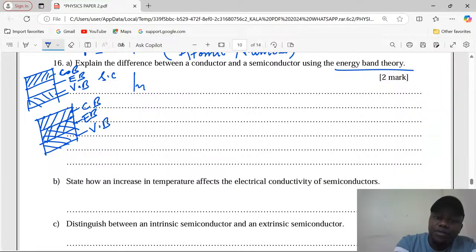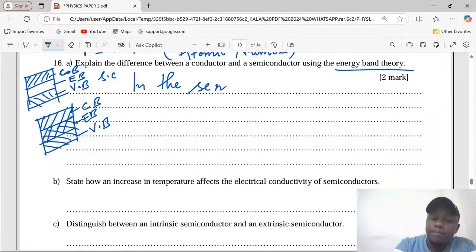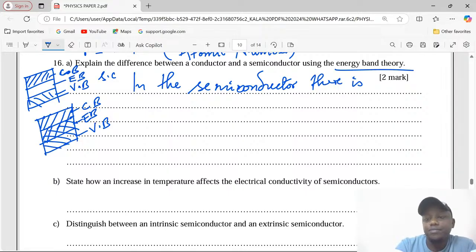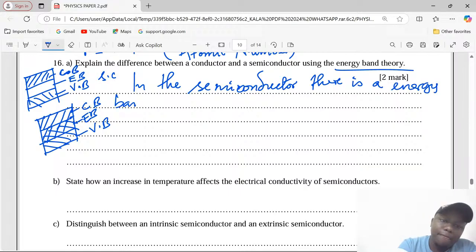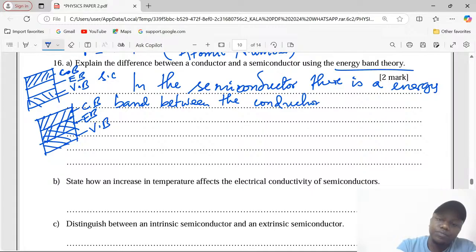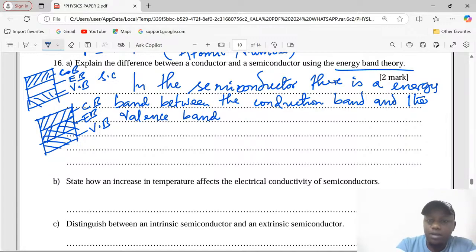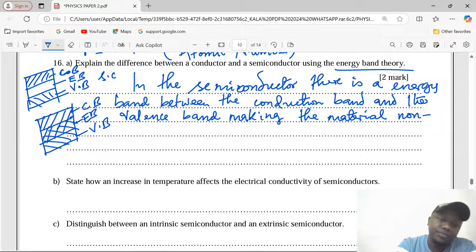So we say that in the semiconductor, there is an energy band between the conduction band and the valence band, making the material a non-conductor at normal temperatures.